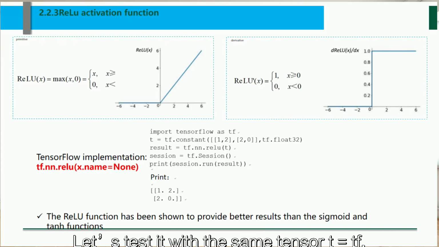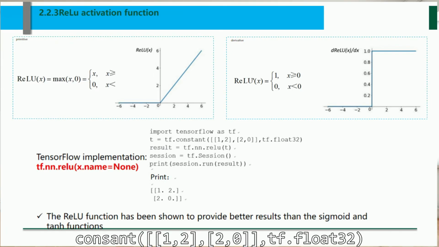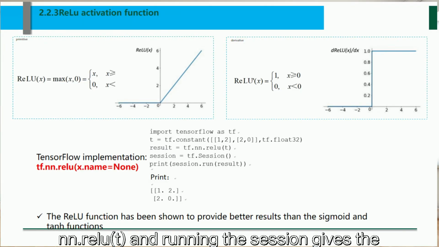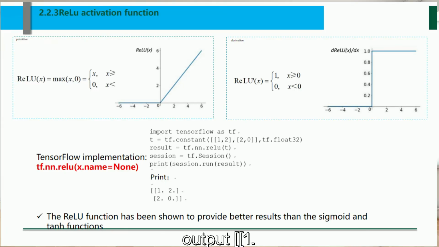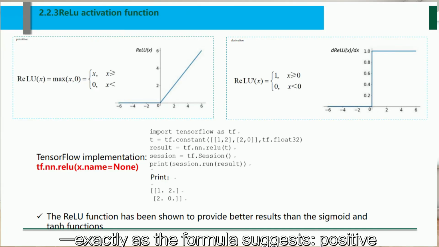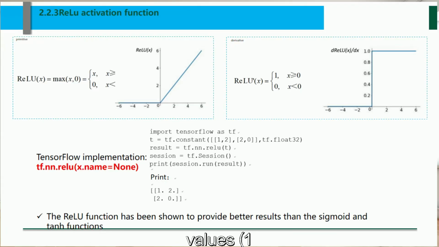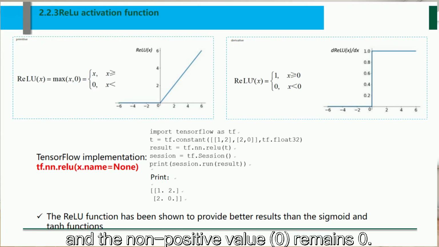Let's test it with the same tensor t equals tf.constant 1, 2, 2, 0, tf.float32. Computing result equals tf.nn.relu(t) and running the session gives the output 1, 2, 2, 0. Exactly as the formula suggests, positive values 1, 2, 2 stay the same, and the non-positive value 0 remains 0.